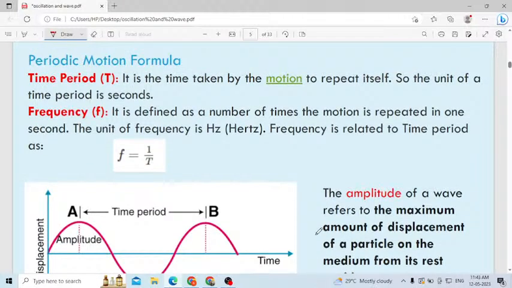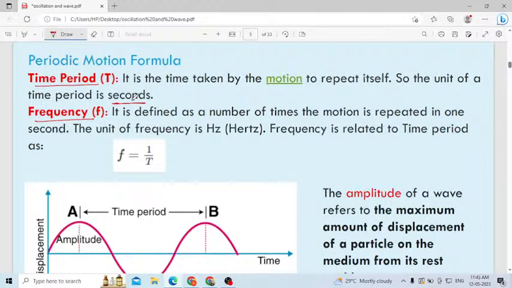Very important one. Next, the periodic motion formula. This topic is very easy, you have to understand. What are the terms you have to remember here? Time period and frequency. Time period is the time taken by the motion to repeat itself. The unit of time period is second. What is meant by time period? It is the time taken by the motion to repeat itself.